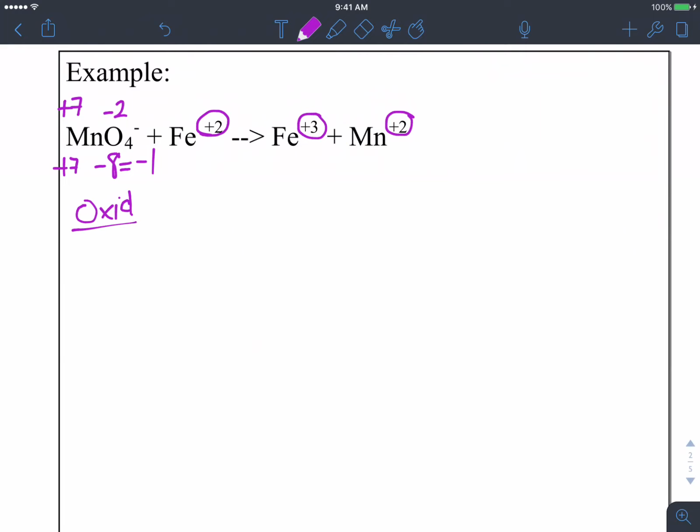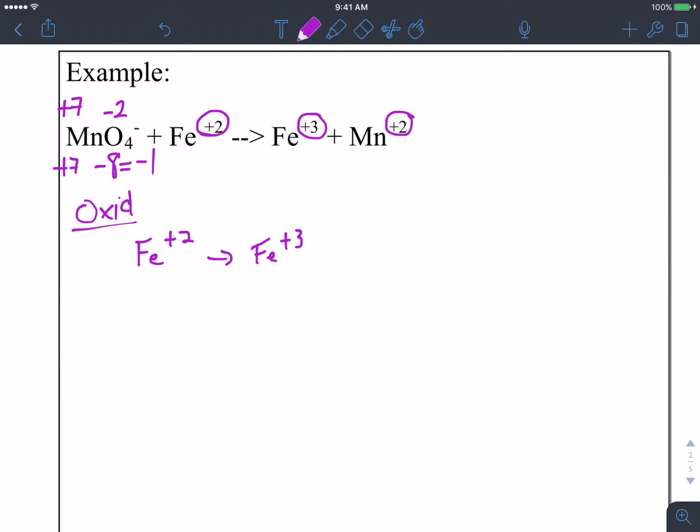So let's do the oxidation reaction first. Oxidation is the loss of electrons, and if you're losing electrons, you're becoming more positive. And so in this case, the Fe+2 going to the Fe+3 is being oxidized.